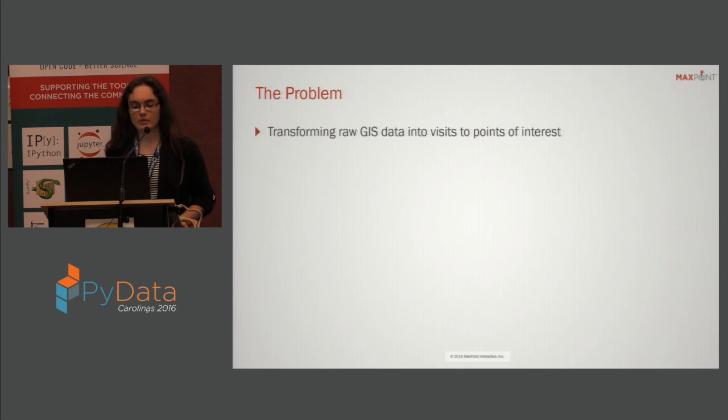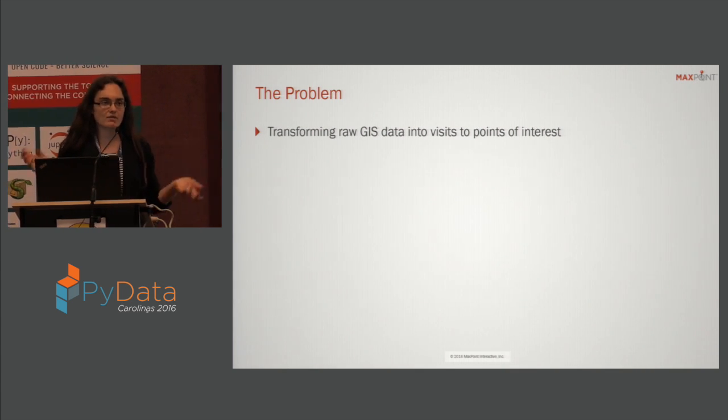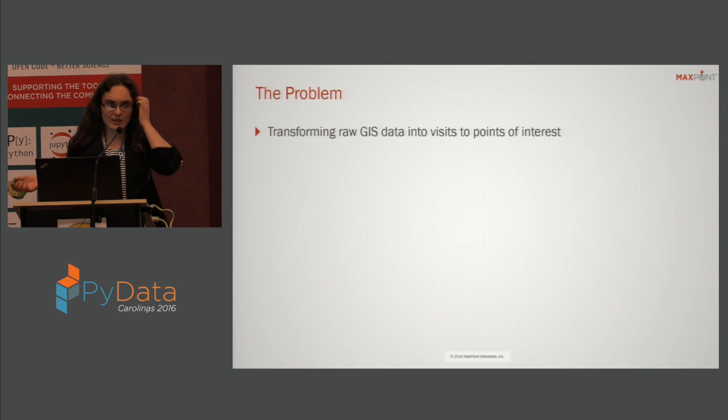So the basic problem that we have is transforming raw GIS data into visits into points of interest. So basically you have some lat-long data and you want to know, is that somebody going to a place, or is it just somebody hanging out in a parking lot?